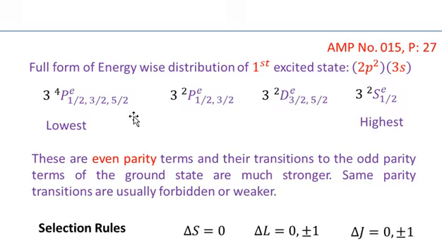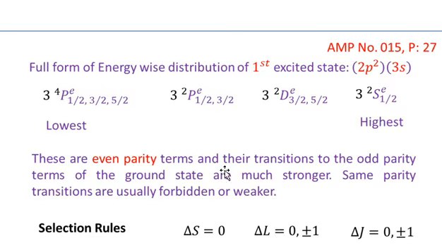So you see that I have arranged all these terms, which were obtained from the first excited states of the atomic nitrogen, in the energy distribution from left to right. The terms on the left are the lowest in energy, and the terms on the right are the highest in energy.